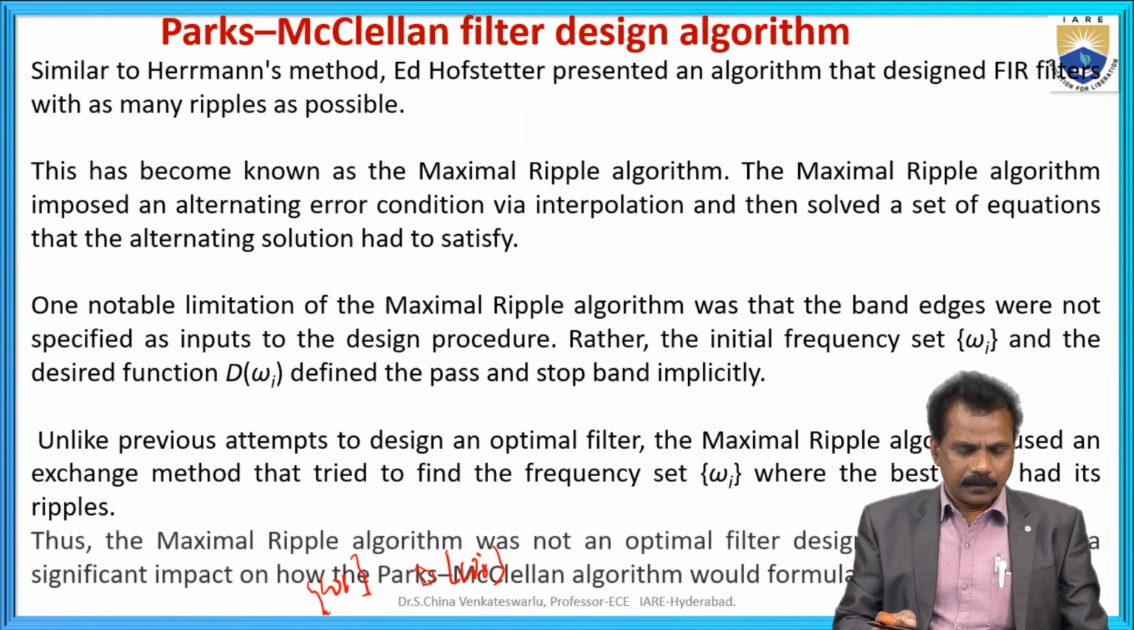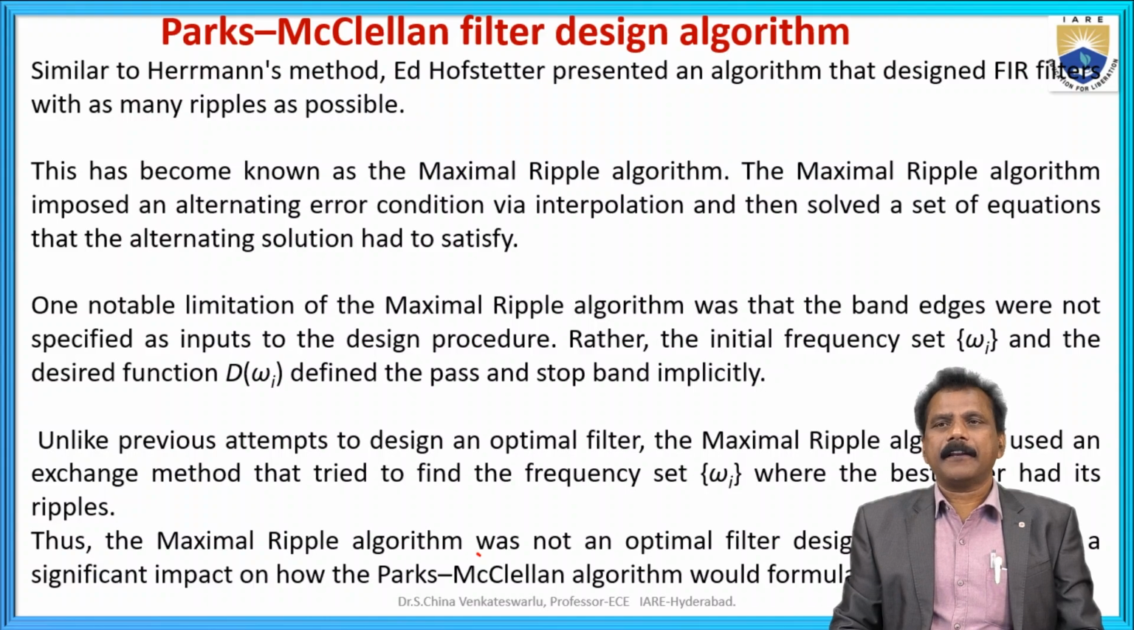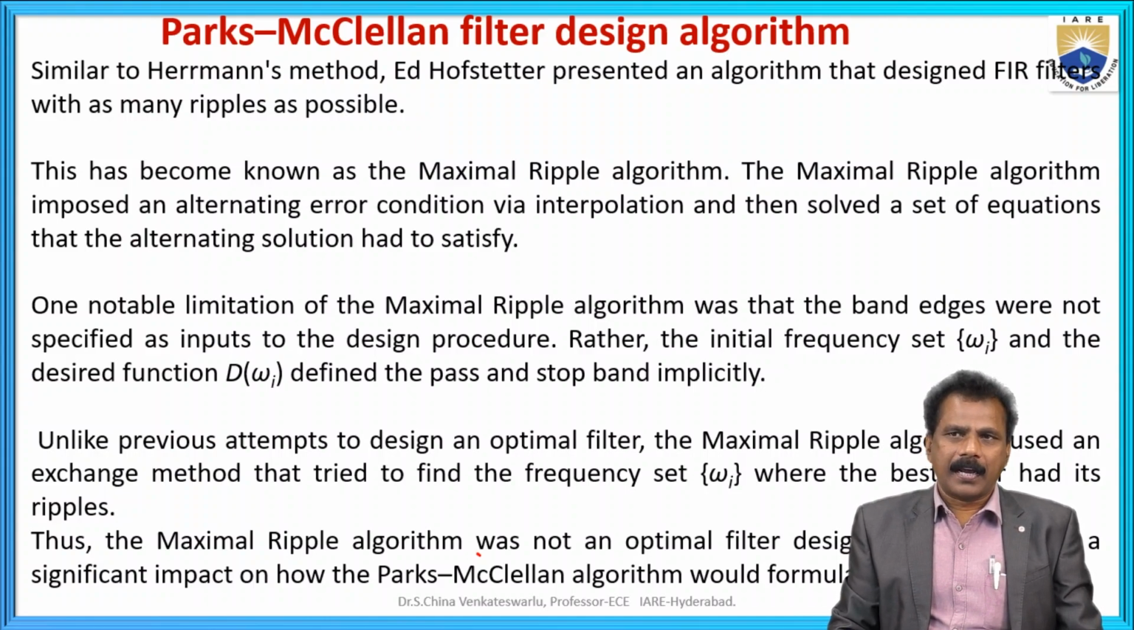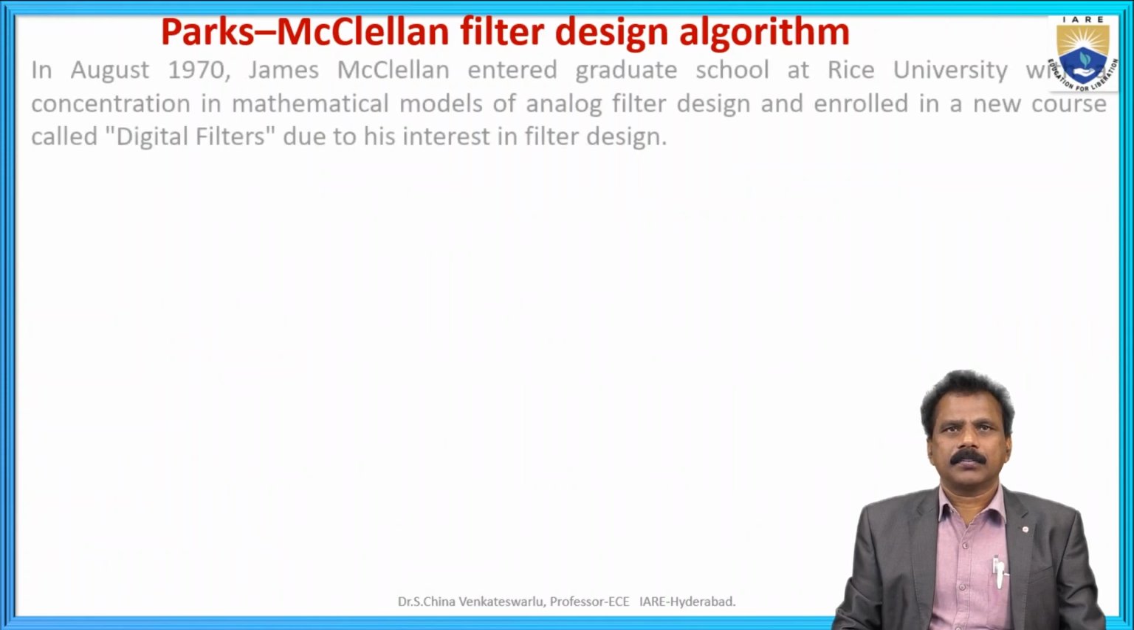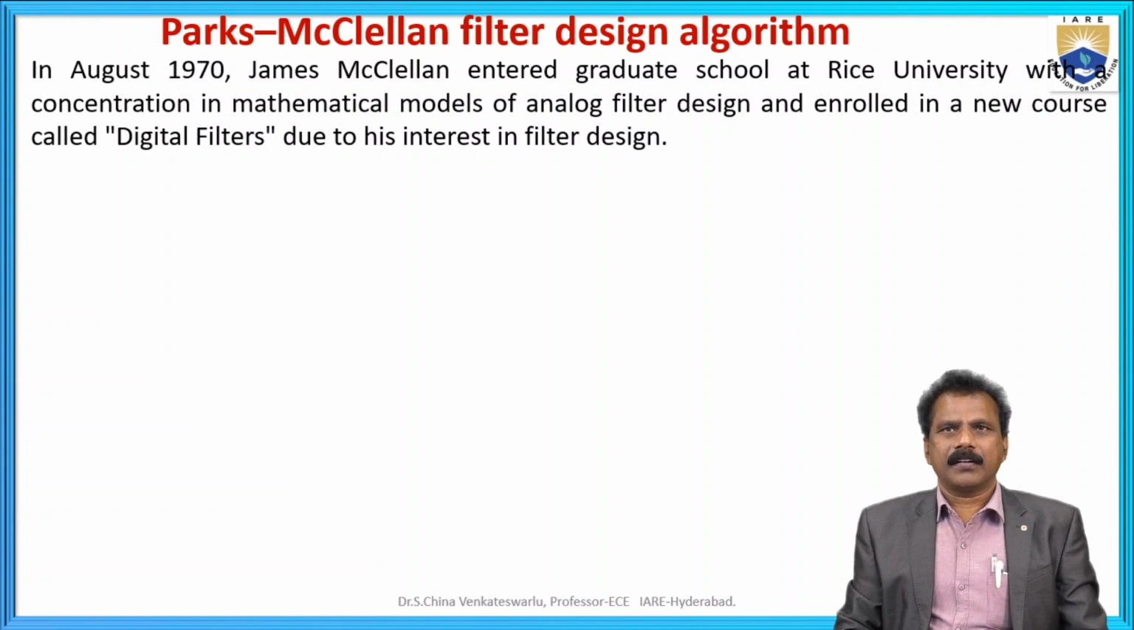Okay, so the maximal ripple algorithm was not an optimal filter design, but it had quite a significant impact on how the Parks-McClellan algorithm would be formulated. In August 1970, James McClellan entered graduate school at Rice University.